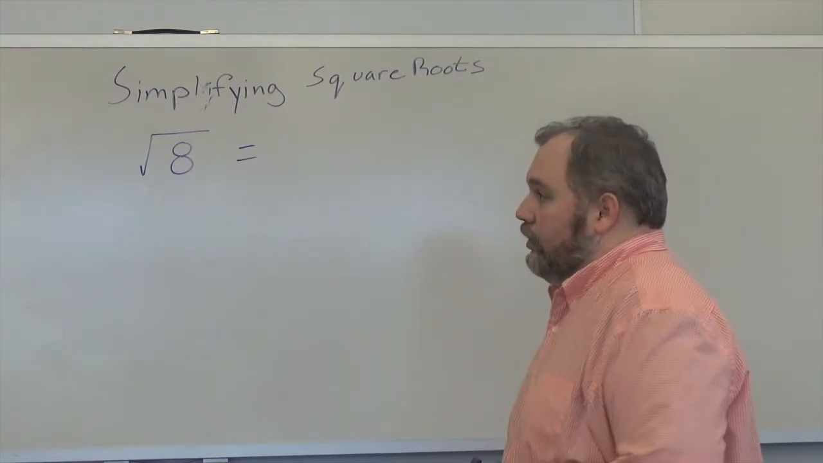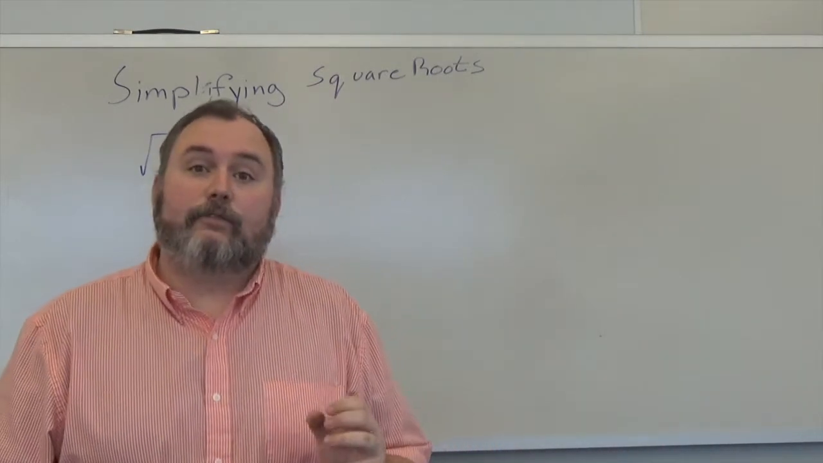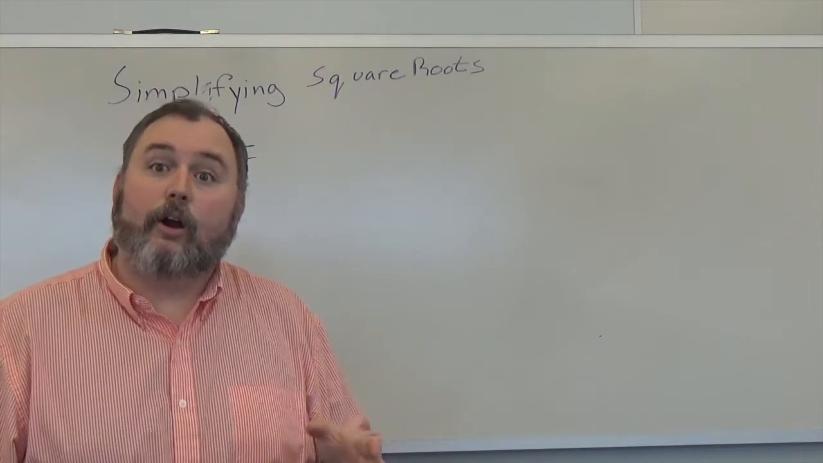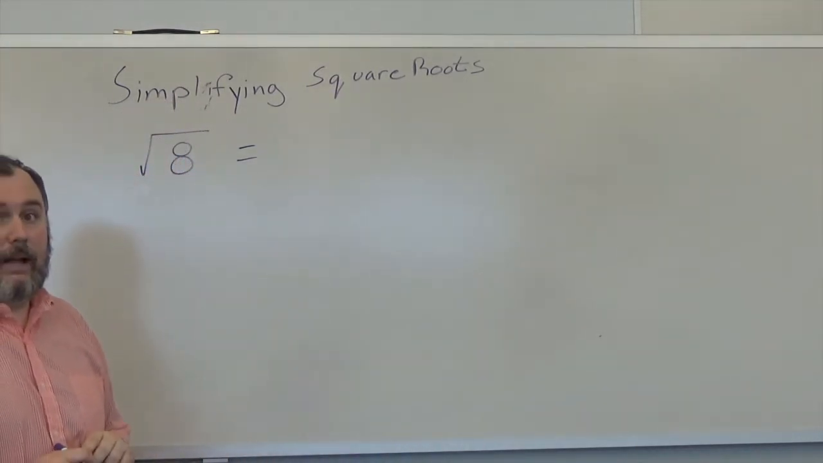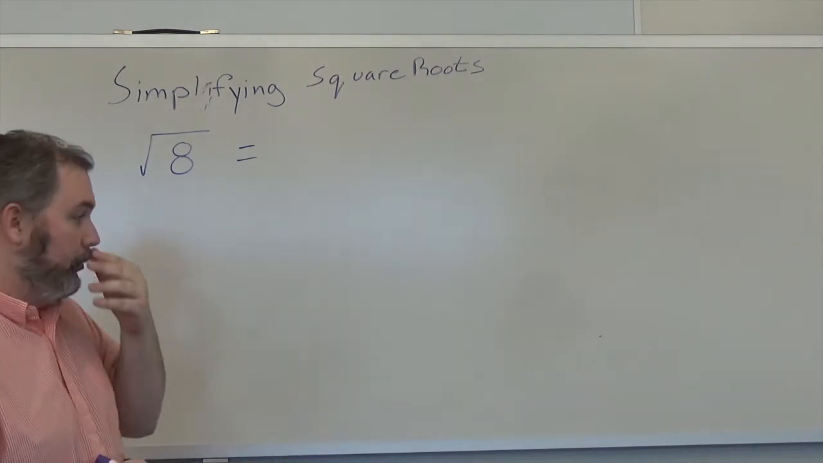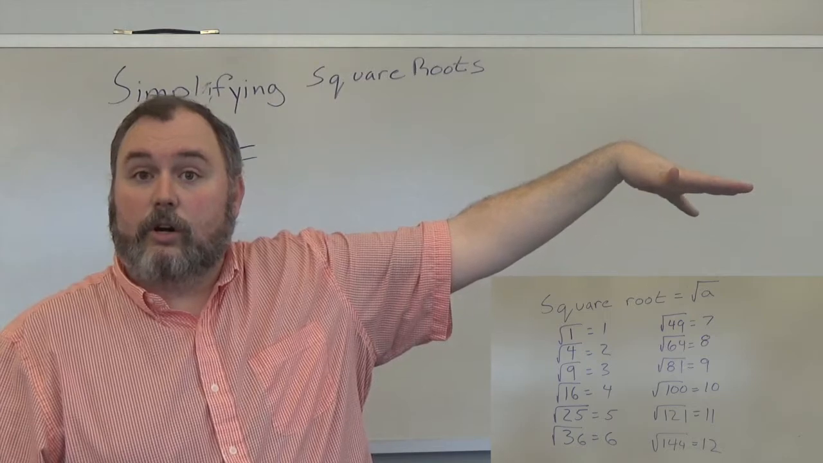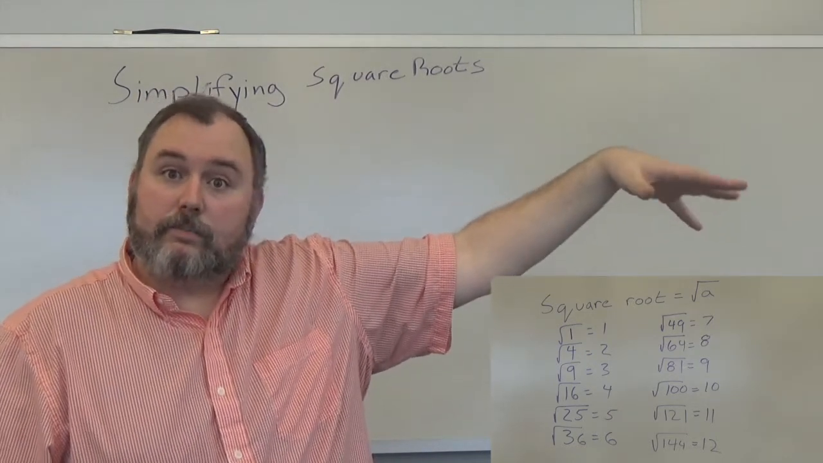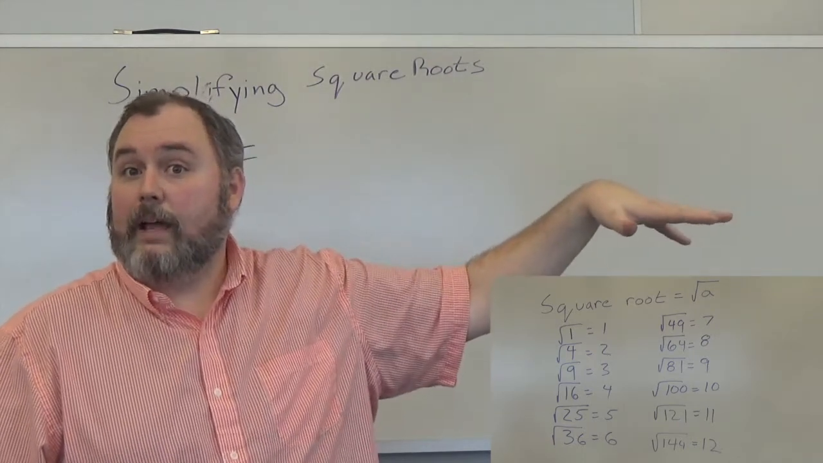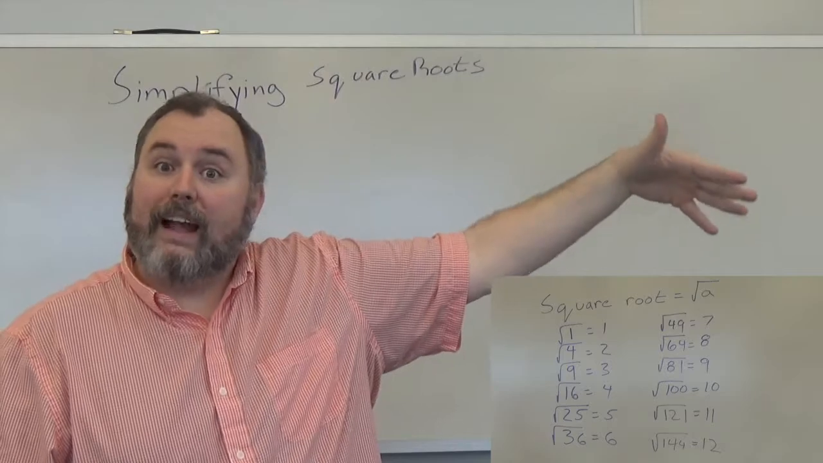So for this particular case, what we're going to try to do is factor out any perfect squares that we can divide 8 by. What do you mean? So perfect squares. Here is our list of perfect squares that we discussed earlier on. So we need to go through them and find the largest perfect square that we can divide 8 by. That's what is called factoring.